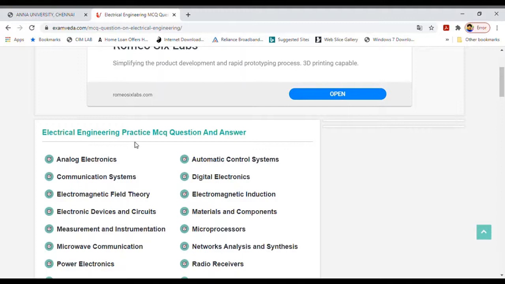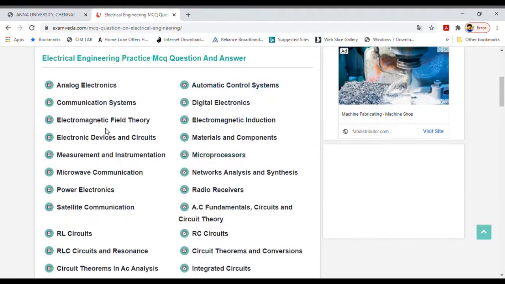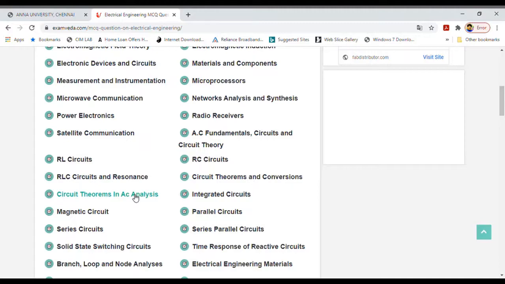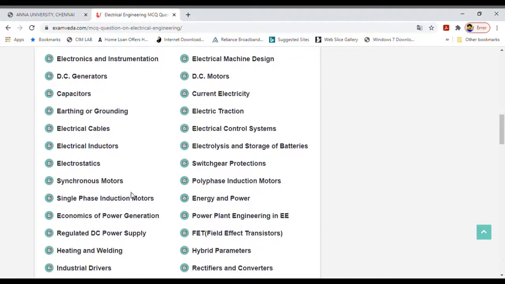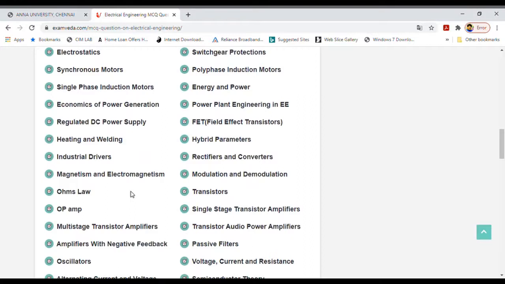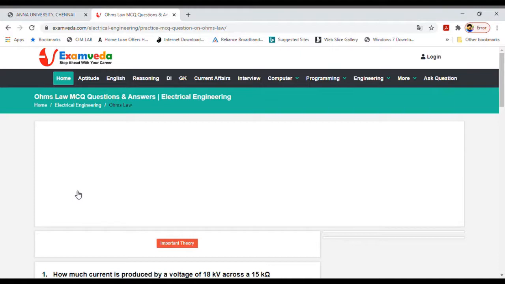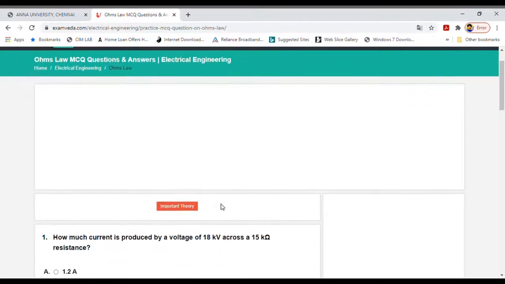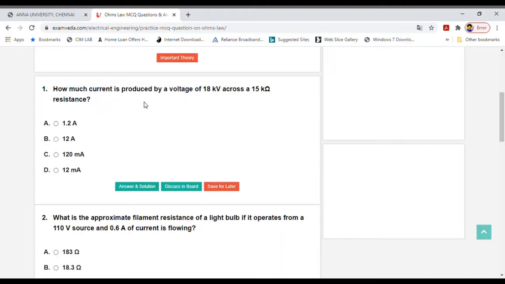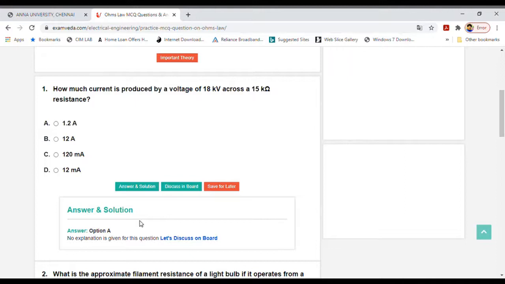Under electrical engineering, a lot of MCQs are posted topic-wise. Under each topic there are about 6 pages loaded with 5 questions each, so approximately 30 questions for each topic. Now we will see how Ohm's law questions can be asked for 2 marks. They have given the question along with 4 choices, and the answer is given, but the explanation is missing here, so I'll try to cover how it is obtained.